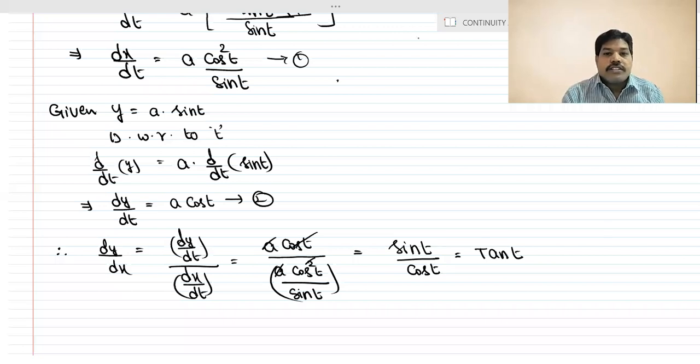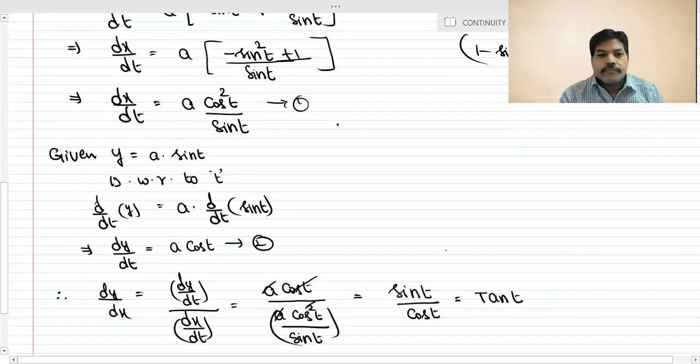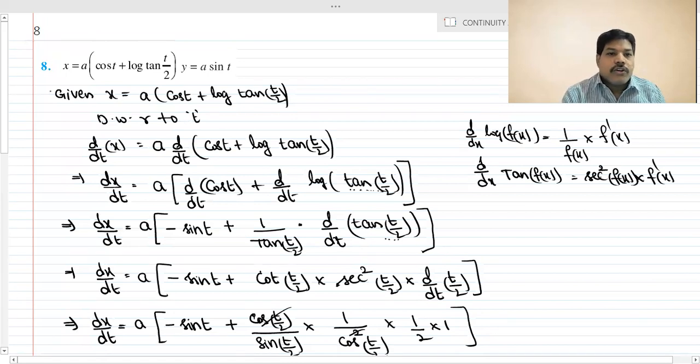So see that question, students. First I am going to take dx by dt. X is equal to a cos t plus log of tan t by 2. So differentiate with respect to t. What happens? dx by dt is equal to a into the cos t derivative, minus sin t, and the log of f of x.